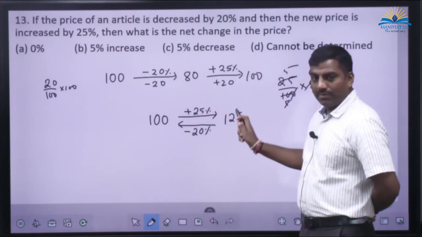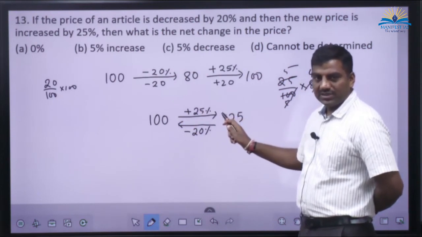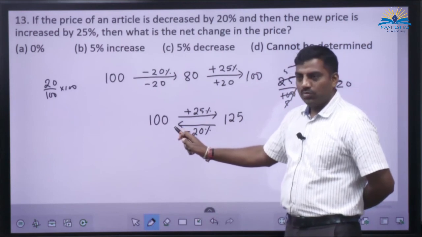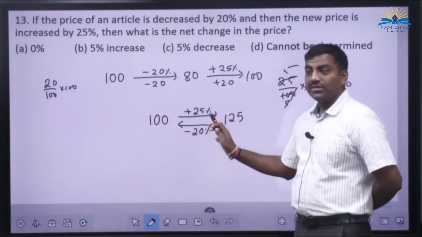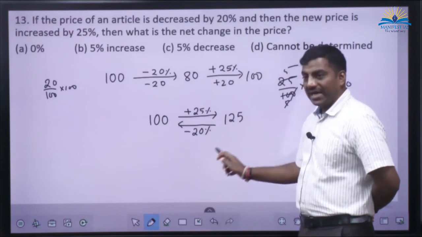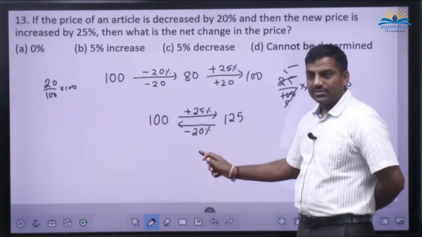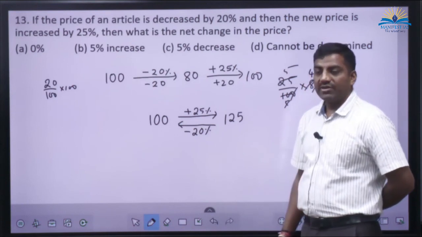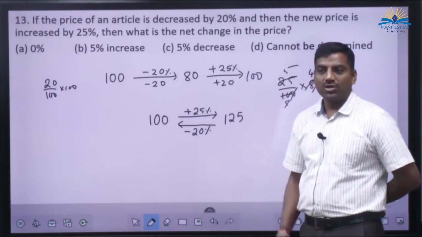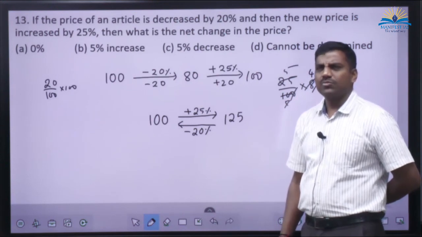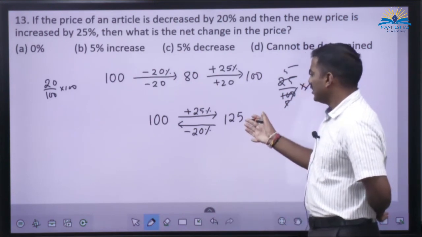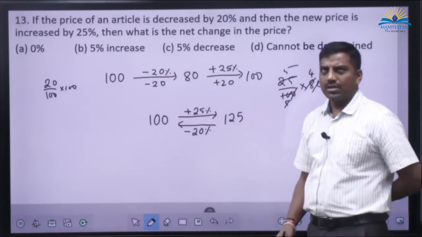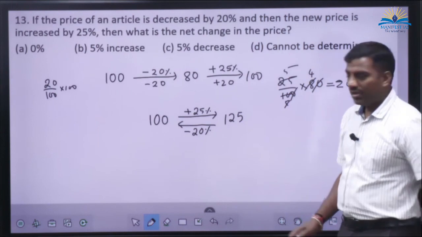But most of the people make this mistake. While they increase something by some percentage, to bring that back to the original value, they will reduce by that much only. If I reduce here by 25%, the value will become what? It will become 87.5. That is not correct. 25% of 125 is 31 point, yeah, correct. 88.75 it will become.